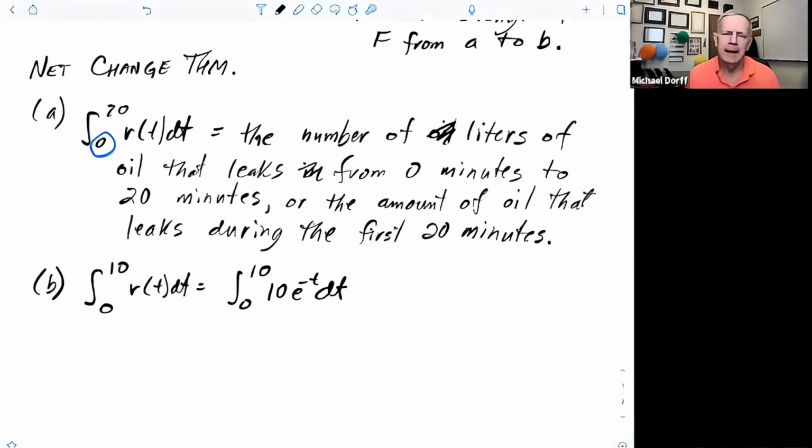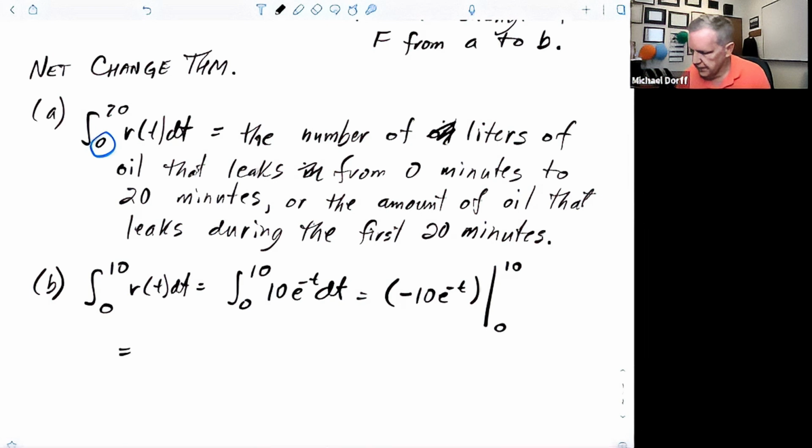So I have to find an antiderivative of e to the negative t. Well, if it's just e to the t, the antiderivative would be e to the t. But because I have a negative there, I'm going to get negative e to the negative t as the antiderivative. Negative 10 e to the negative t evaluated from t equals 0 to 10.